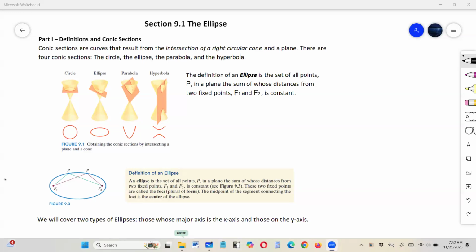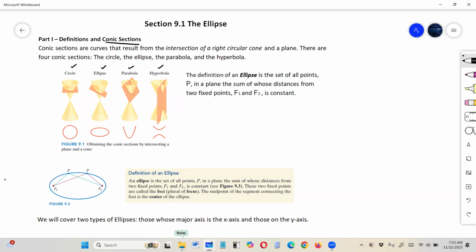Hi, hello everybody. So this is the video where we're going to cover section 9.1, the ellipse. And this is the beginning of the topic that we call conic sections. So the name really comes from the fact that we are slicing the cone in different locations.